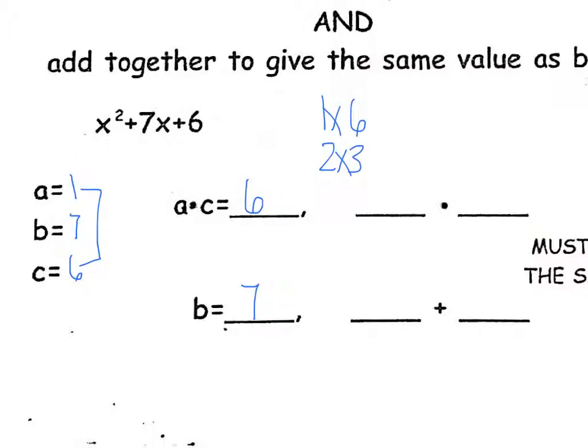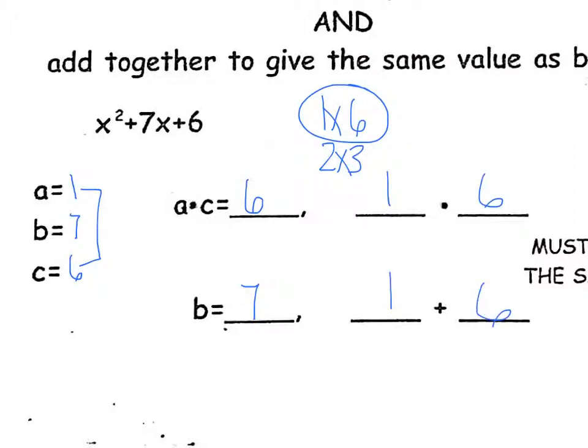So one of those combinations is going to have to add to be 7. Well, this one seems pretty simple. It's pretty clear that this one right here would add to be 7. So you just write down 1, 6.